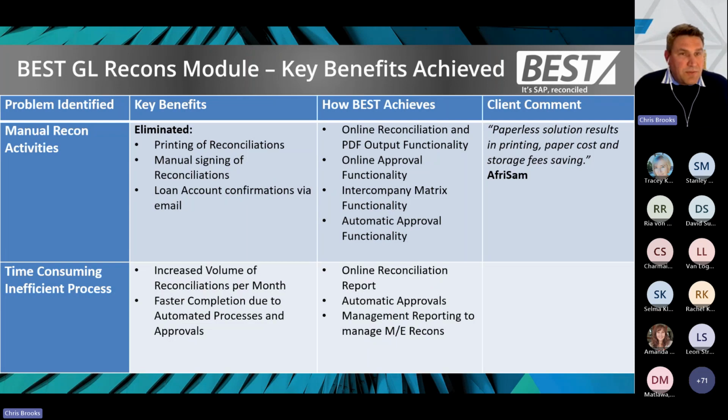Another problem was a time-consuming, inefficient process. The benefits that we had noted that we could achieve was an increased volume of reconciliations per month, so being able to do more with the same staff complement, and also complete it faster. That's also due to automated processes and approvals. How we achieve that is, again, with that online reconciliation report, managing our automatic approvals, and then using our management reporting to manage the completion of month-end recons. So we can see what's outstanding, chase those people up, and make sure that you get 100% completeness throughout your process.